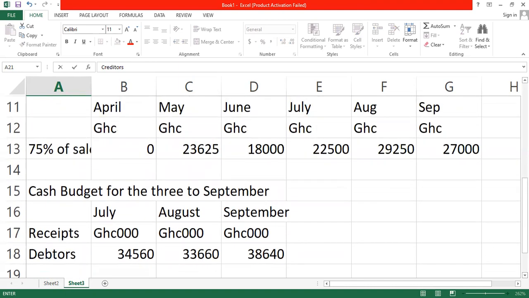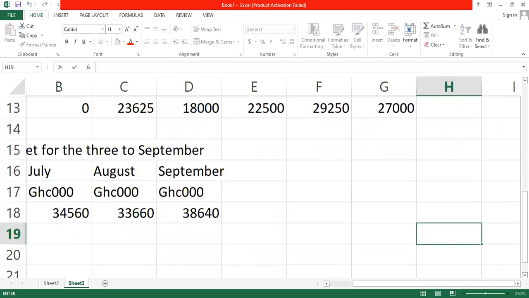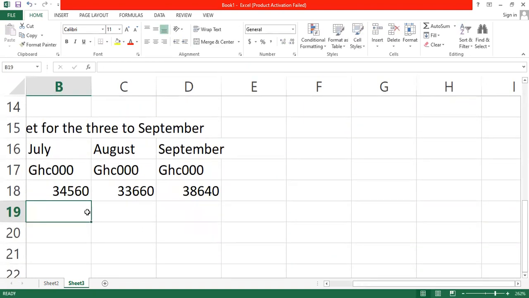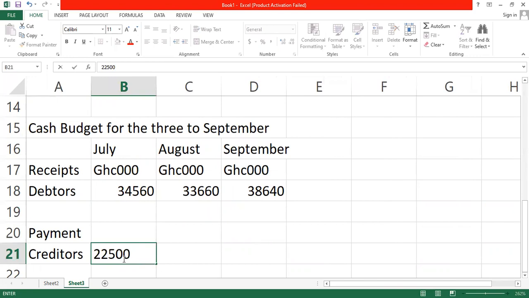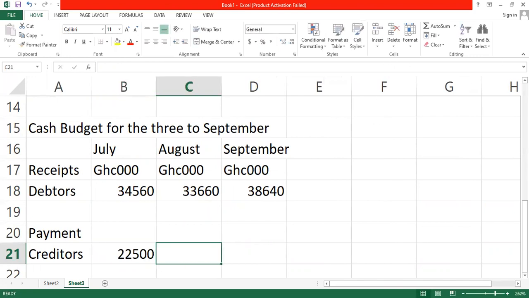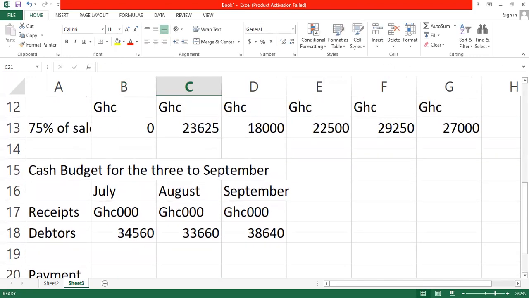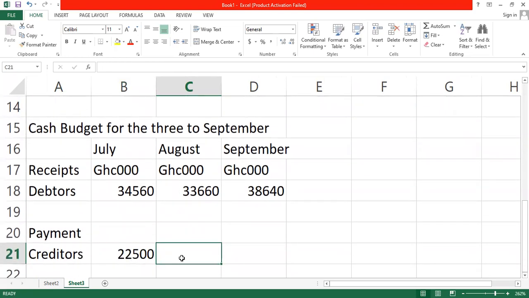So in July, how much are we paying? 22,500. In August, how much are we paying? 29,250. September, how much are we paying? 27,000.